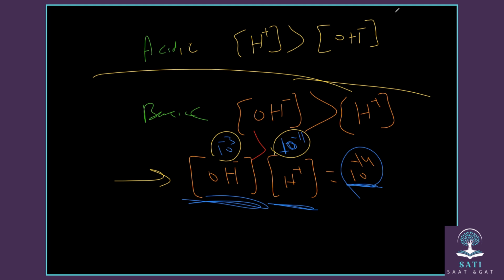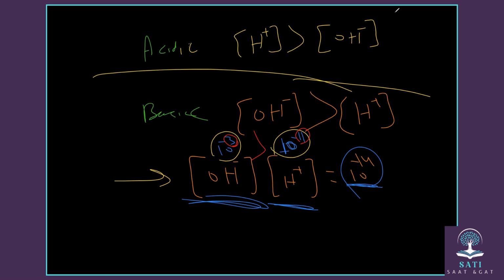Good. Here the concentration is 10 to the power of a number. If this number alone, without the negative, is less than 7, that means it is a greater concentration. If it is greater than 7, that means the concentration is less. Based on this number, the concentration, we can understand whether it is a basic or acidic solution.